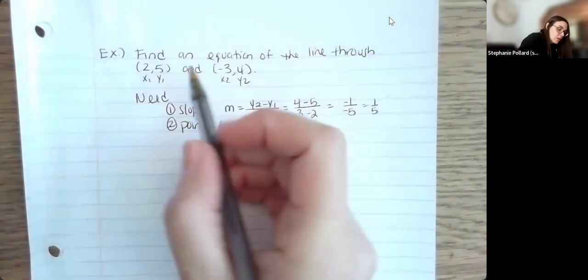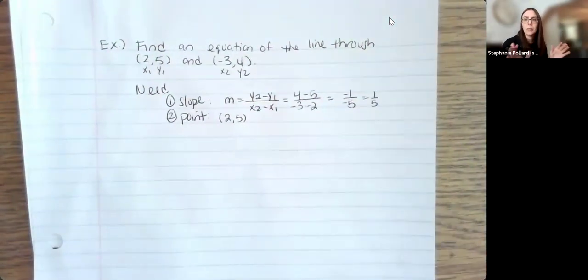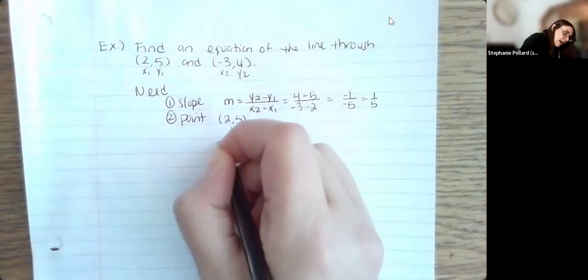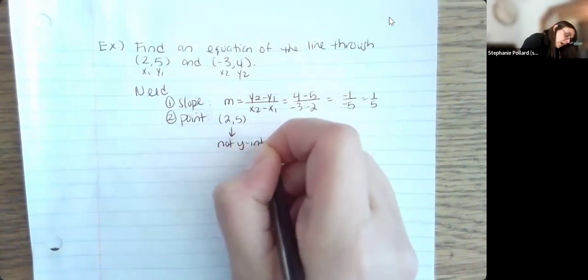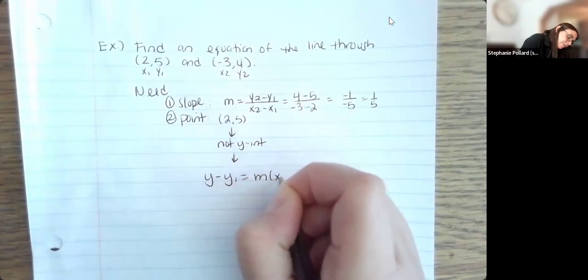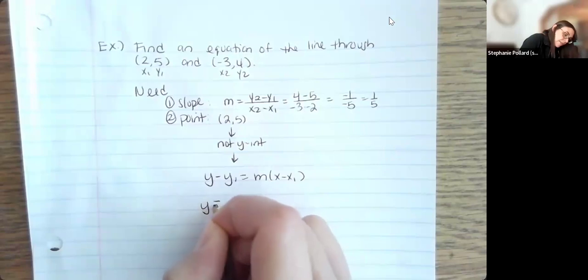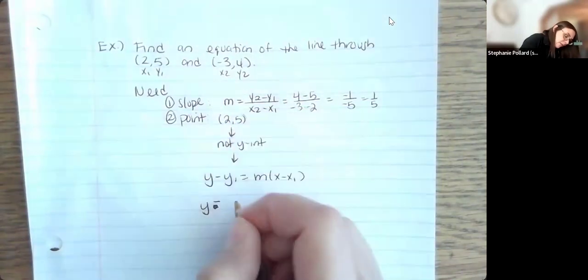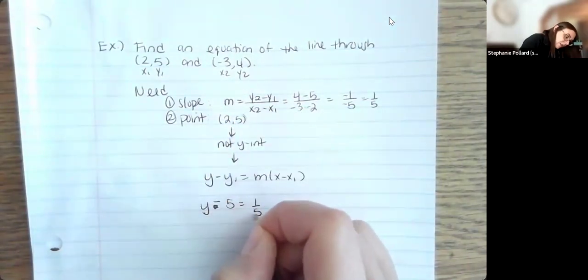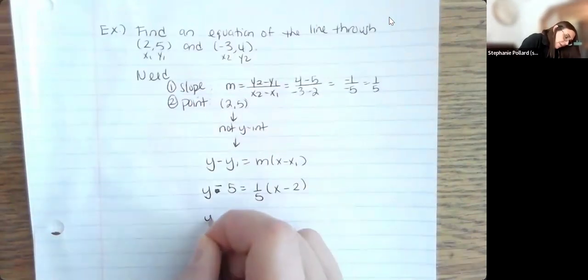I'm going to notice too that neither of these points are the y-intercept. If I had the y-intercept, I always pick the y-intercept because it's the fastest way to do it. I don't have that here though. So I'm going to use (2, 5). This is again not the y-intercept, so I'm going to go ahead and use that point-slope formula instead. In this case, oops, make that a minus sign. My y1 is 5, my m is 1/5, and my x1 is 2. So I have y minus 5.